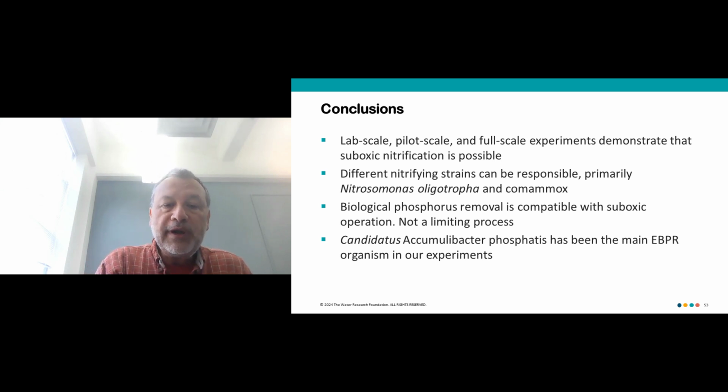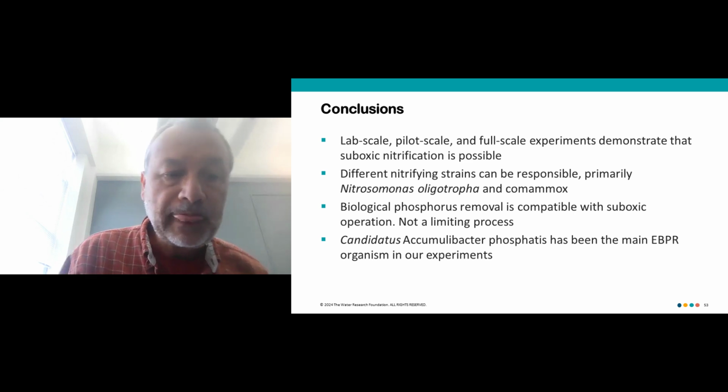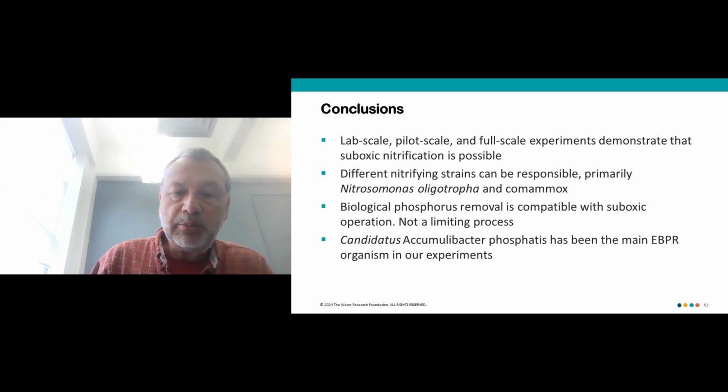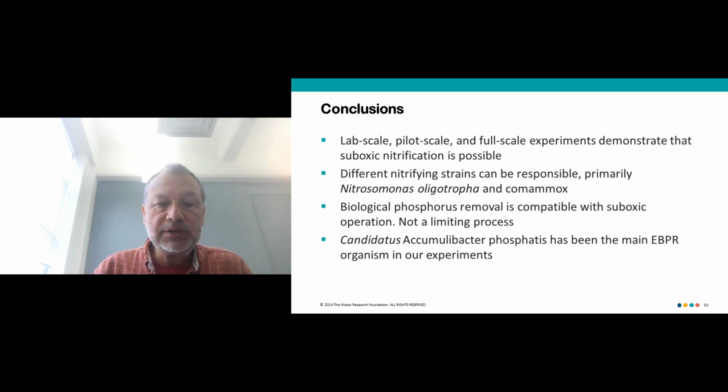On which organisms do low DO nitrification, I don't have a strict answer there. Nitrosomonas oligotropha, we know it does. And in treatment plants in which comammox doesn't become prevalent, Nitrosomonas oligotropha seems to be fine doing this low DO nitrification. There are other treatment plants in which it appears that comammox are the organisms that are doing low DO nitrification. And biological phosphorus removal is compatible with the suboxic operation. There's no limitations to the process.